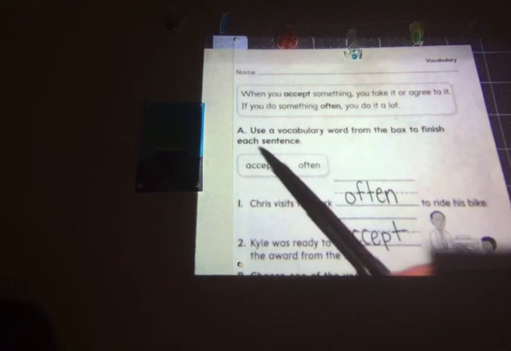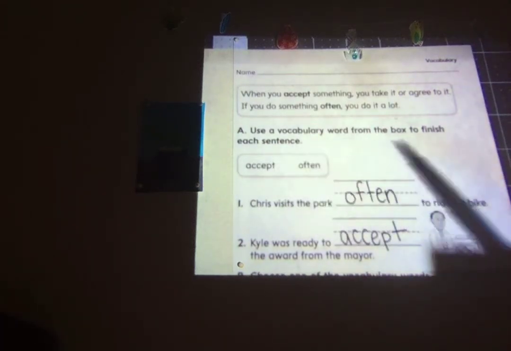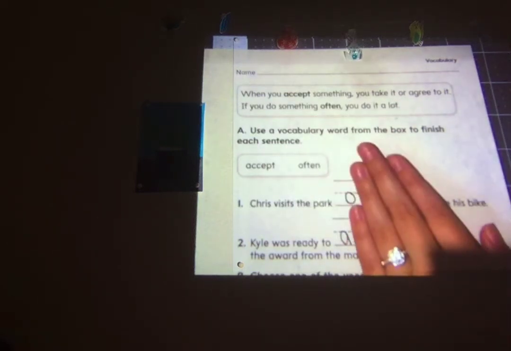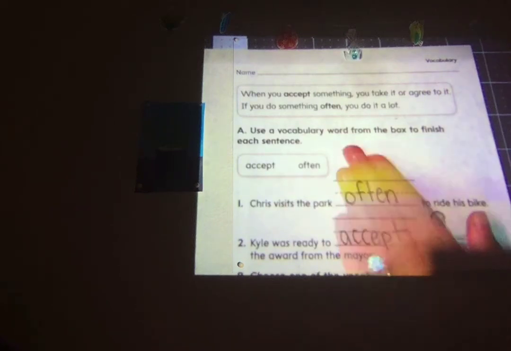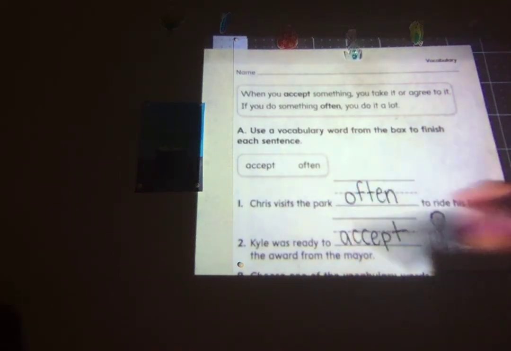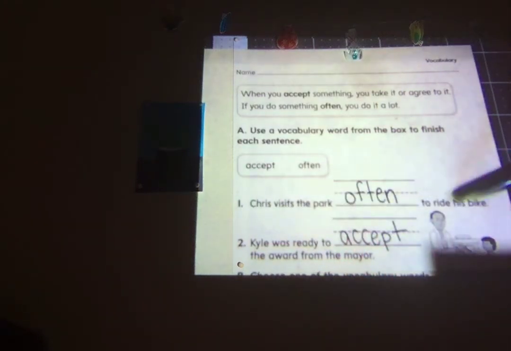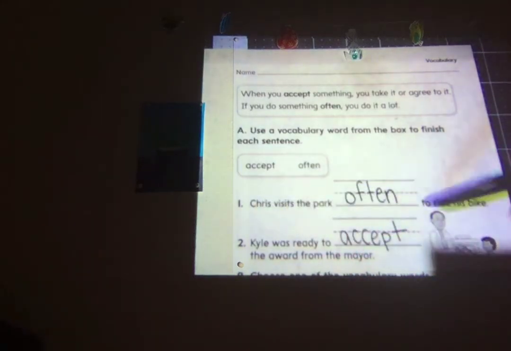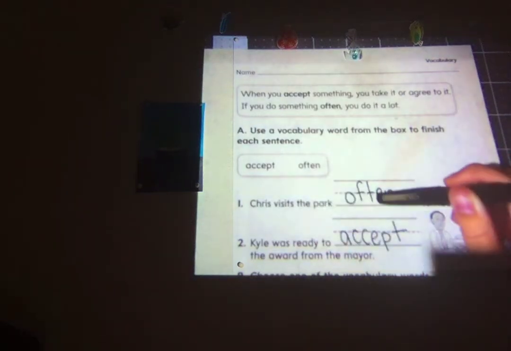Okay, so part A I've done for you. It says use a vocabulary word from the box to finish each sentence. Please don't just copy this down and say, okay, I'm done. I want you to listen carefully, because I'm going to read you the sentence, and then I'm going to tell you which one goes in which. Number 1 says, Chris visits the park blank to ride his bike. I put often. Chris visits the park often to ride his bike. That must mean that he does it a lot.